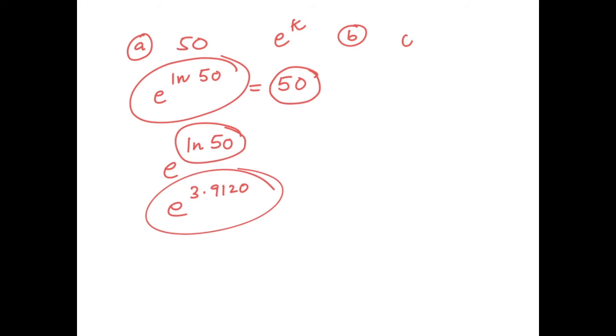One more, if they gave you 0.005, you can say e to the power ln 0.005. So ln 0.005 is approximately negative 5.2983, so e to the power negative 5.2983. So that's our answer.